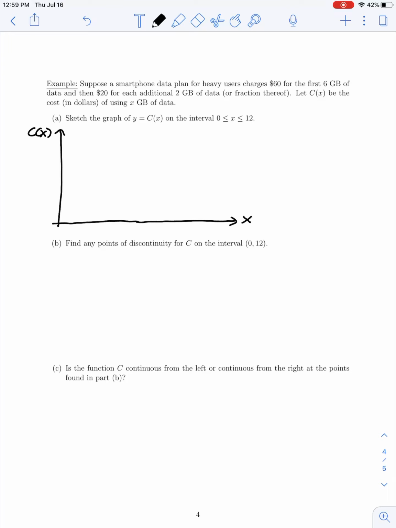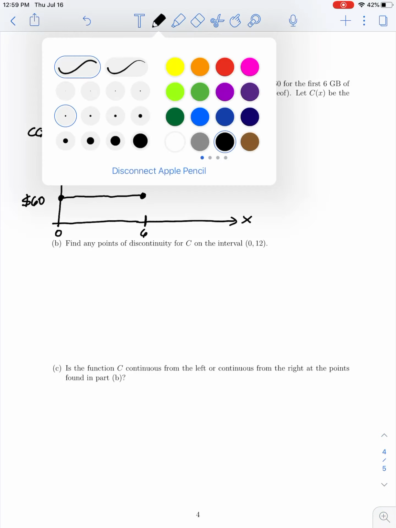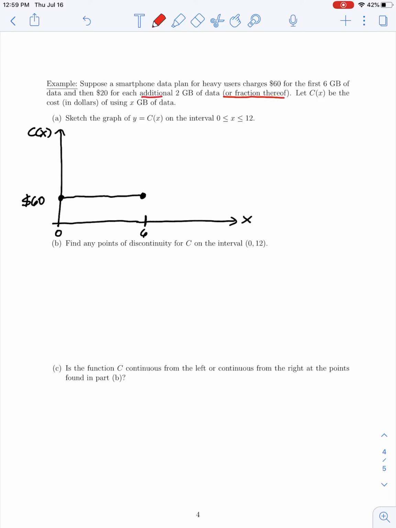So we're told for the first 6 gigabytes, that is from 0 gigabytes used up through 6, the cost is a flat $60. So up through using that 6th gigabyte. Now, as soon as we pass 6 gigabytes and start to use a fraction of that next 2, we were told for every fraction of an additional 2 that we use, the cost increases by $20. So at 6, we would have a jump in the price of an increase of $20. So we would jump from $60 to $80 for the next 2 gigabytes. So that would be from 6 to 8. So just to scale this, 2, 4, 6, 8, and then up through that 8th gigabyte.